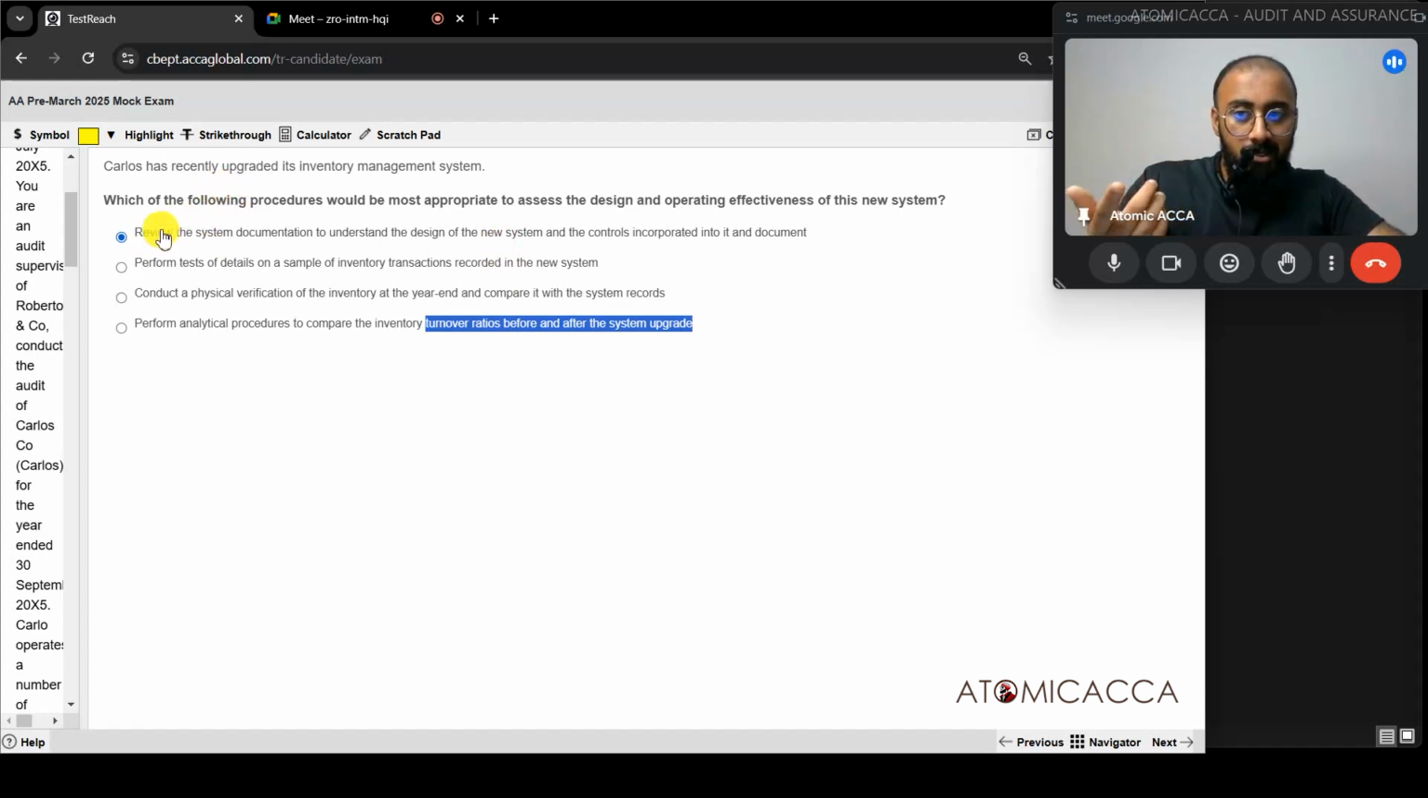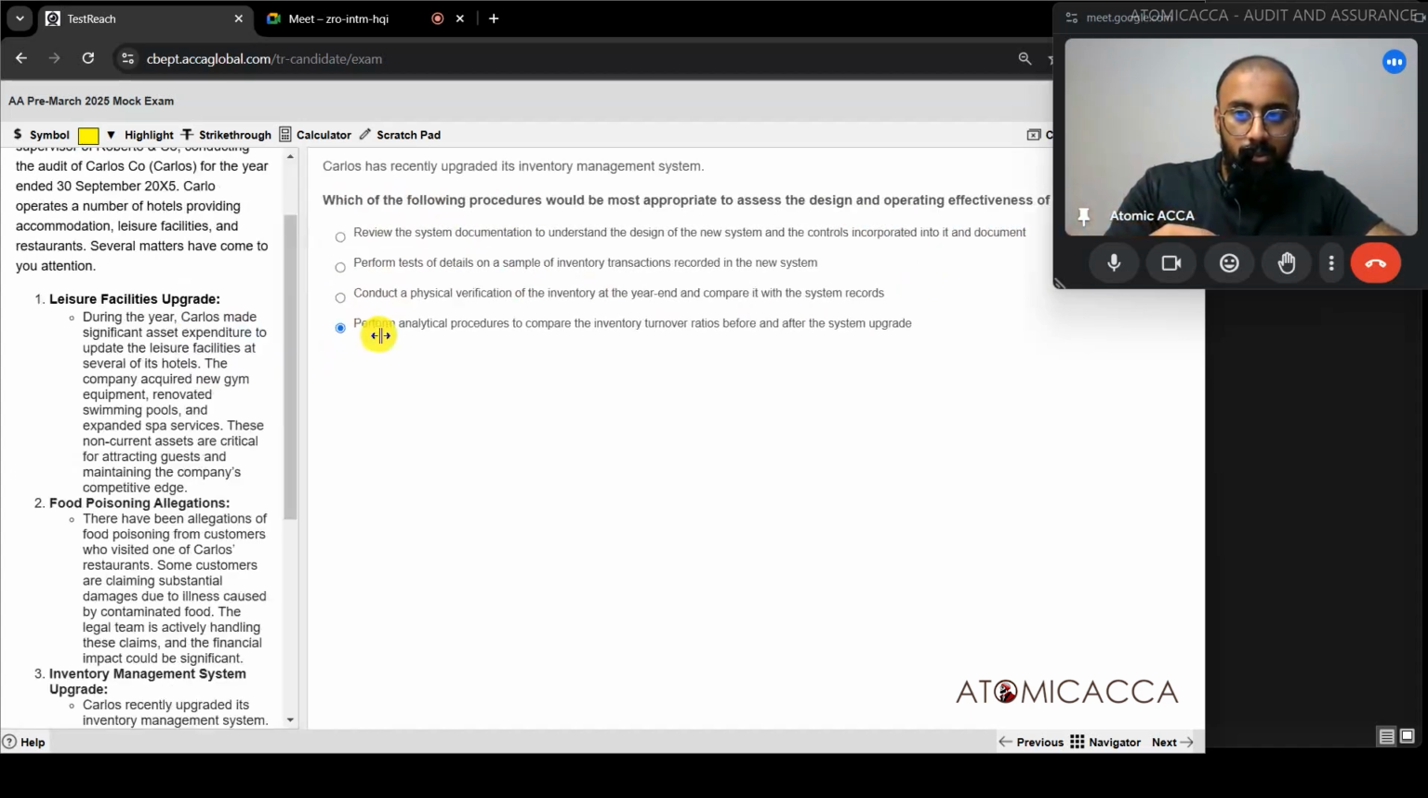Once again, reading through this, what are we checking? We're looking at the systems manual to understand the design of the system. So this part is okay. Controls incorporated into it will give an overall idea about whether every operation within that particular system will be effectively working out or not. So that question is also done.